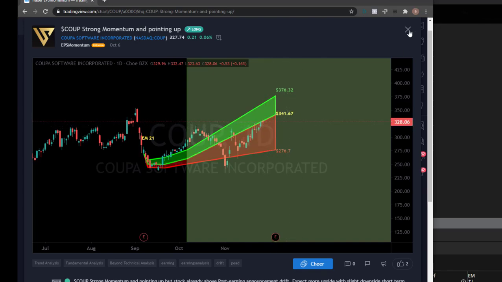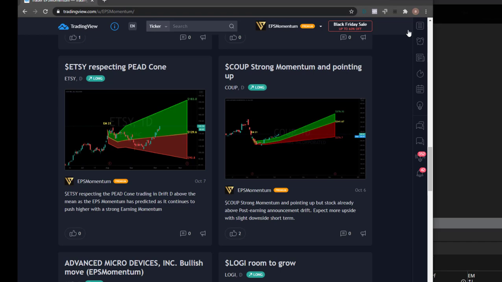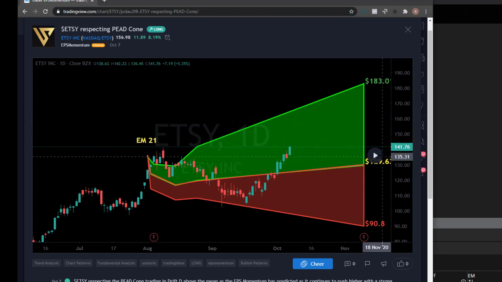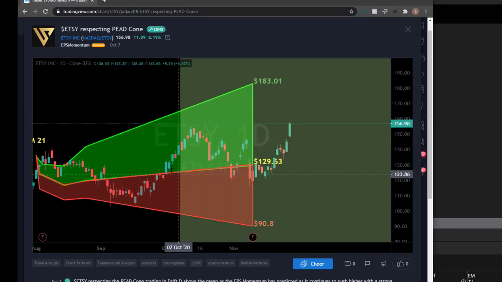So, why am I choosing Coupa? I'm not choosing Coupa. We can do any stock. We did other stocks, for example, Etsy. Etsy was on the 7th of October. Let's see where it went. Boom, right on the mean, and it ended the quarter that way. And then we can run it for the next quarter.